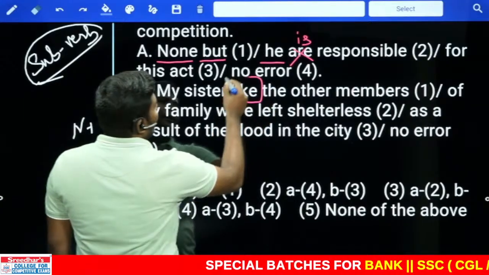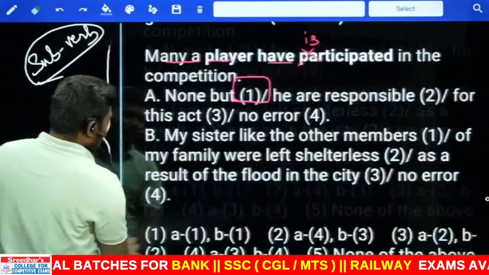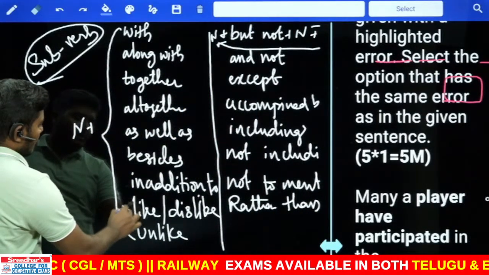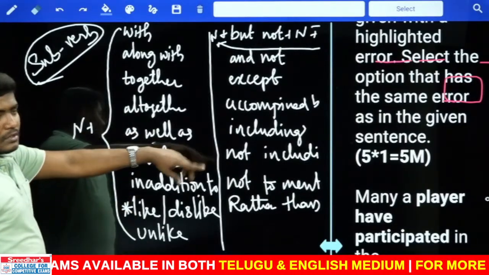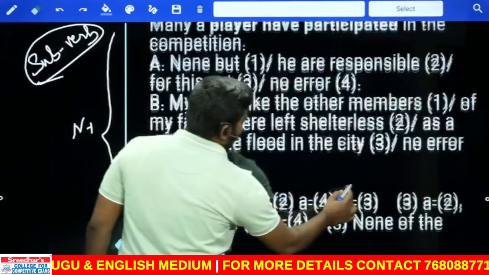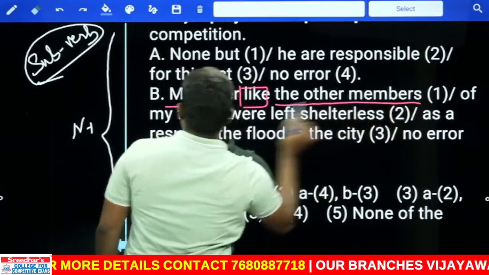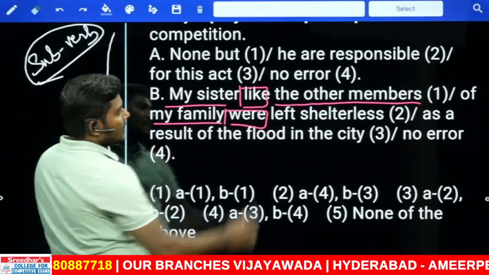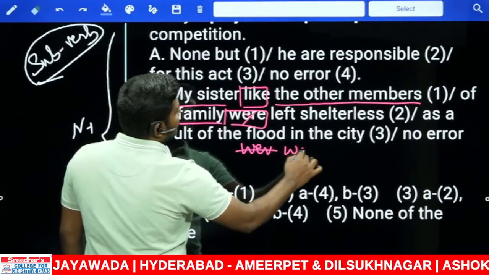My sister, like the other members of my family. See, just now I gave you this rule. Look at this, it is in the list. Subject verb agreement. When like is added with the two nouns, the verb should agree with the first noun. Now look at the statement again. What is the statement given? My sister, like the other members of my family, the verb should agree with which noun? First noun. What is the first noun? My sister. So word should be immediately what here? Was. The answer should be only was.